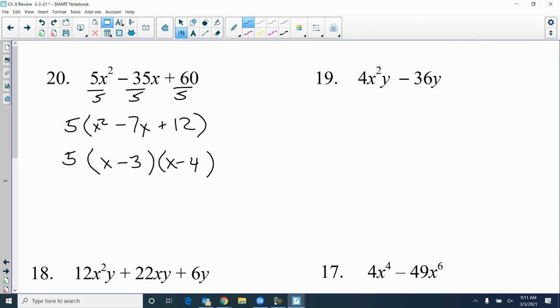All right, we're going to do one more together, and then we'll give you some time to work on this until the end of class. Okay, number 19 is 4x squared y minus 36y. Okay, Evan, what's my GCF there? I do have a GCF. 4y. 4y, very good.